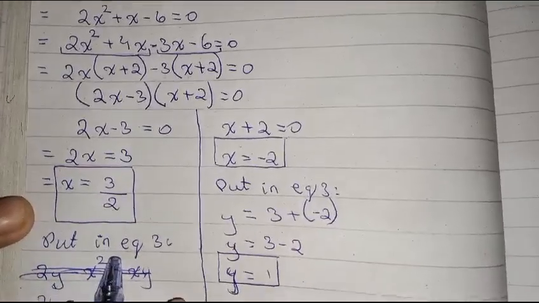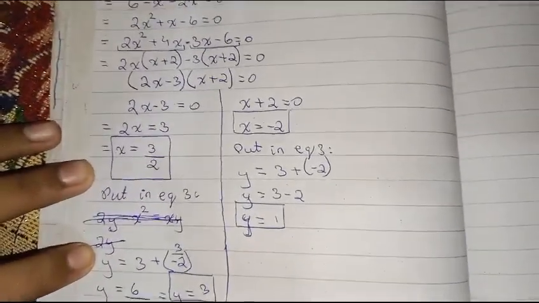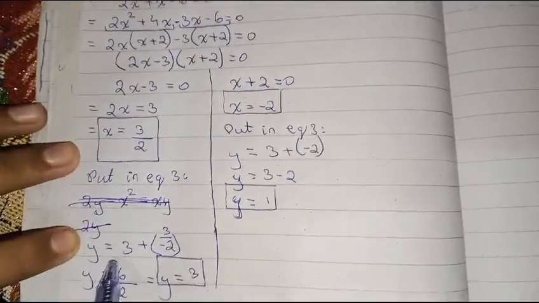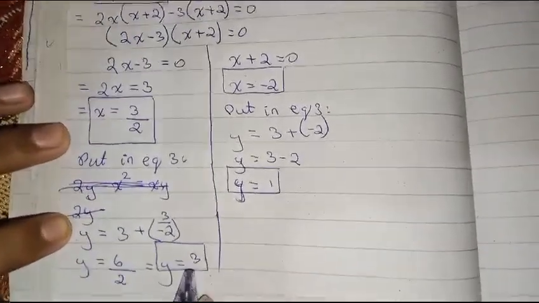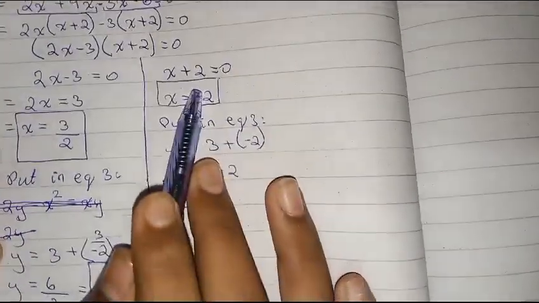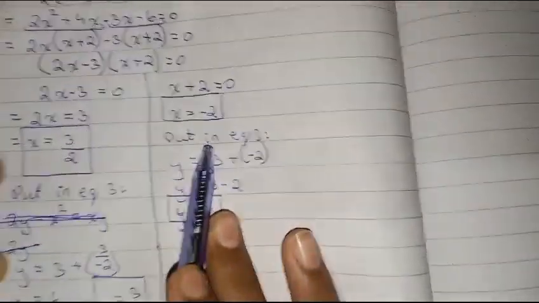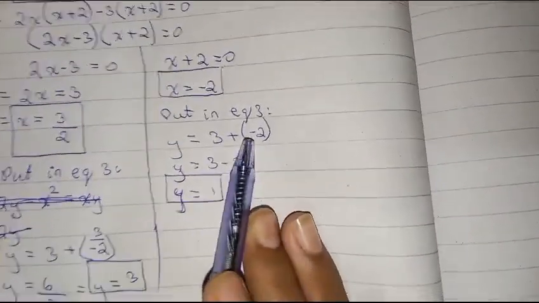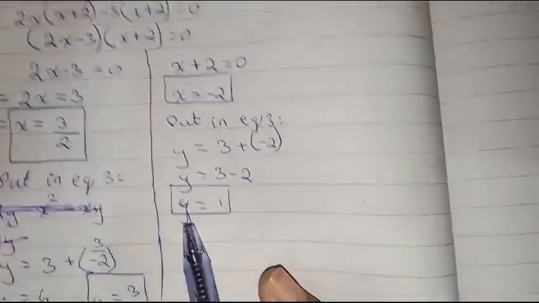Then we put the value of x in equation 3, y equal to 3 plus x. y equal to 3 plus 3 upon 2, so we get the answer of y. In the same method, x plus 2 equal to 0, so x equal to minus 2, and put in equation 3, y equal to 3 plus minus 2, so y equal to 3 minus 2, so the value of y is 1.